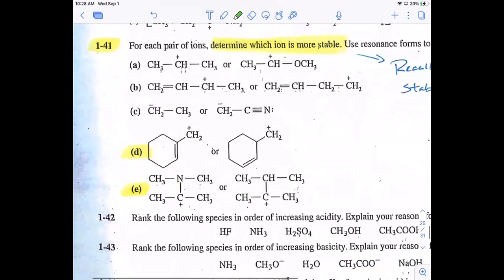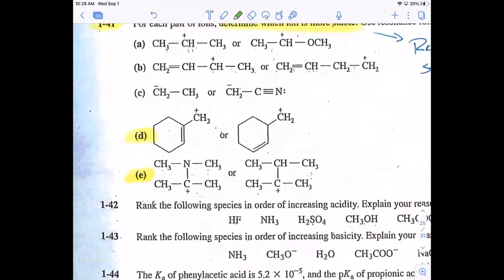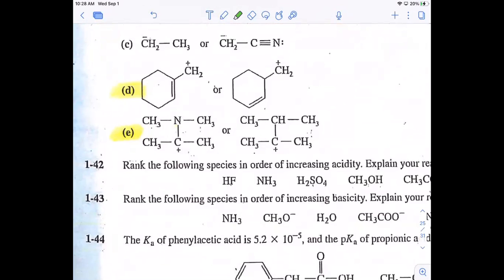All right, let's do 141. It says determine which ion is more stable. And again, when we think about resonance, that's one of the factors that contributes to the stability of a cation or anion or even a radical. If we compare those 2 structures, which one is able to do resonance? Can we do resonance on this one? No. Tell me why not.